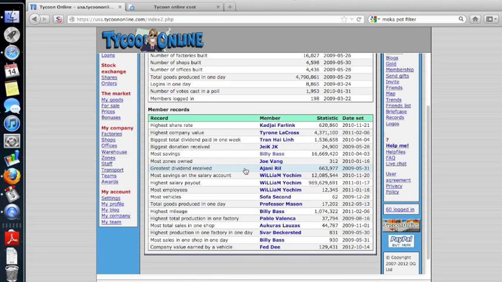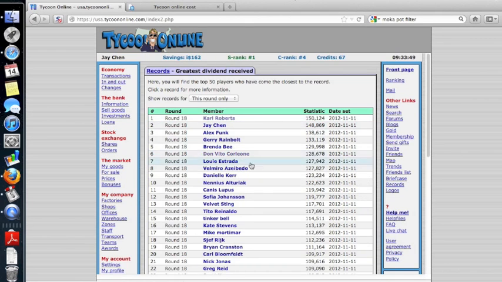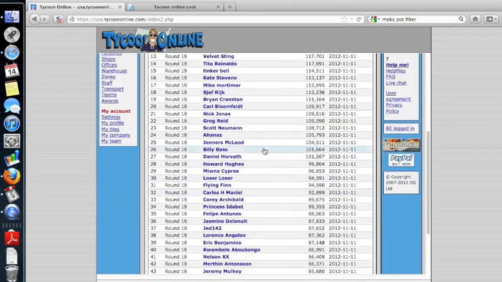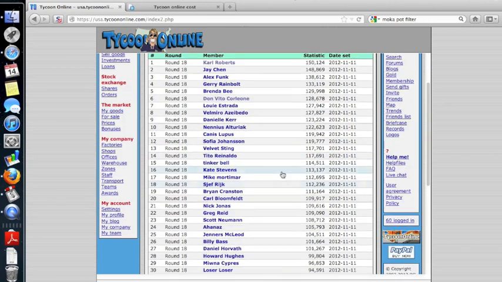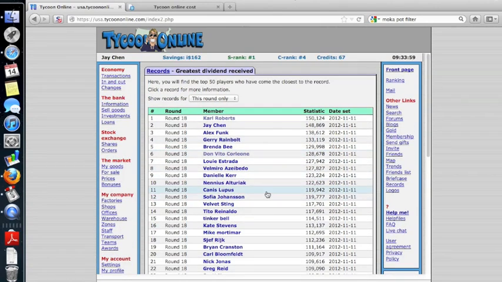Okay, dividends, greatest dividend received. This is useful if you want to compete in the S rank. So if you are down here somewhere, or I don't know, if you're not on this page, you can take a look at how much in dividends other people are getting. And you'll get a good idea if you're getting about as much or just where you stand. Again, all for scoping out your competition.